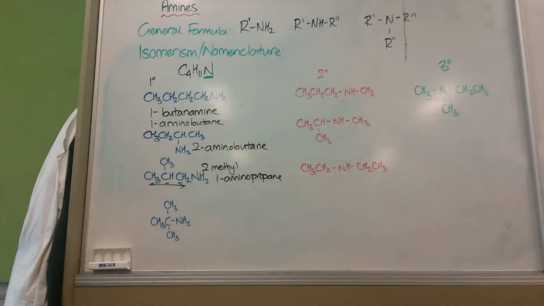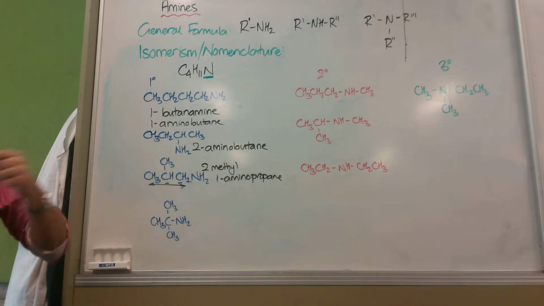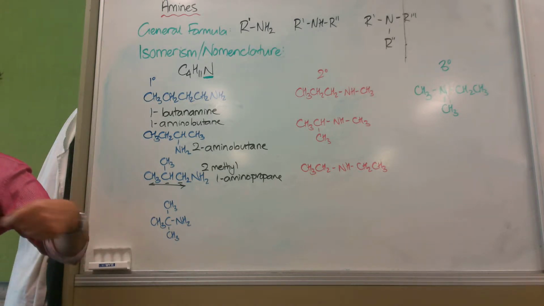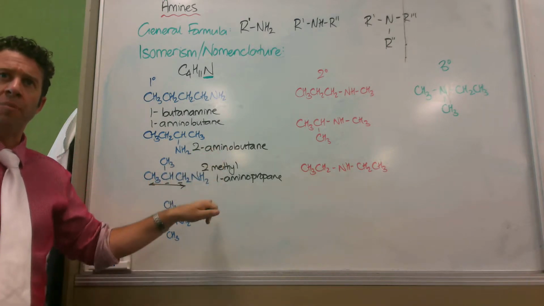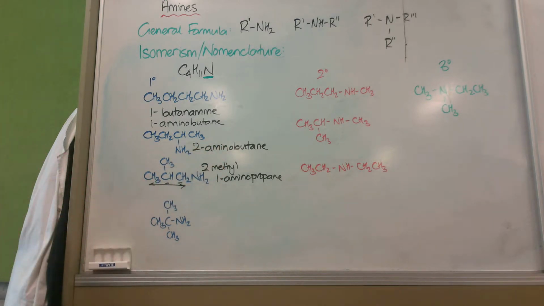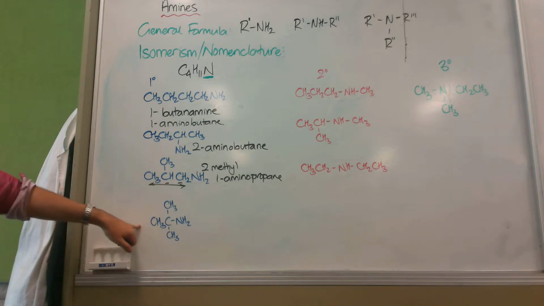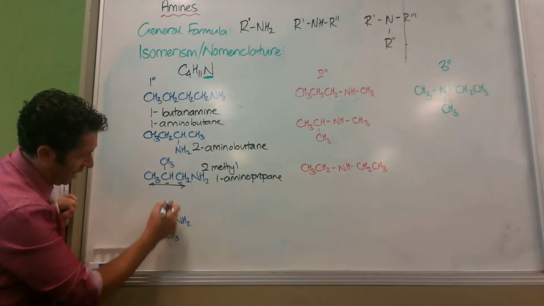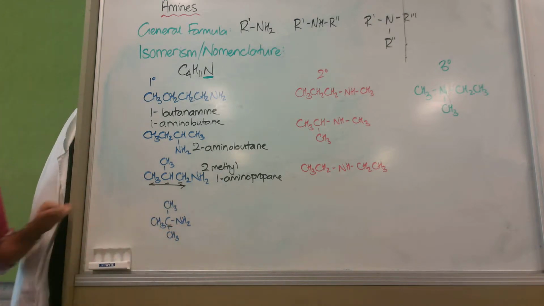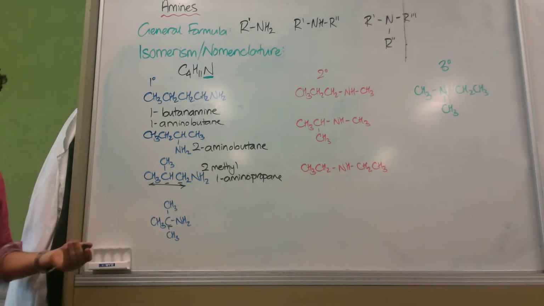Alternatively, it could be 2-methyl-1-propanamine, or propan-1-amine. So you can see why I prefer the amino at the start. Less of a tongue twister, basically. And here, same idea. Our largest carbon chain is here, so everything's bound to this carbon, which is number 2: 2-methyl-2-aminopropane.